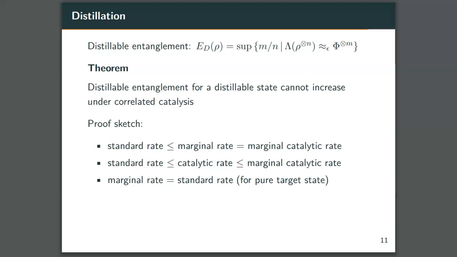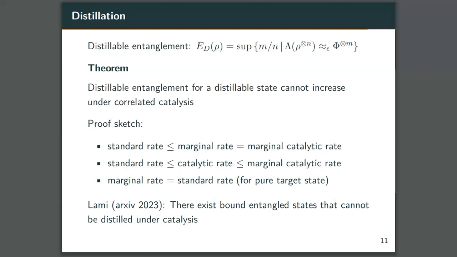But this is a theorem, right? If you start with a distillable state, you cannot increase the distillable entanglement, so everything is good. One question you might ask now is what happens if you have a bound entangled state? In a separate paper, Ludovico, Bartosz and Alex from Sydney also showed that there exist bound entangled states that cannot be distilled even with catalysis. So from this, it seems like catalysis doesn't actually help you to distill.